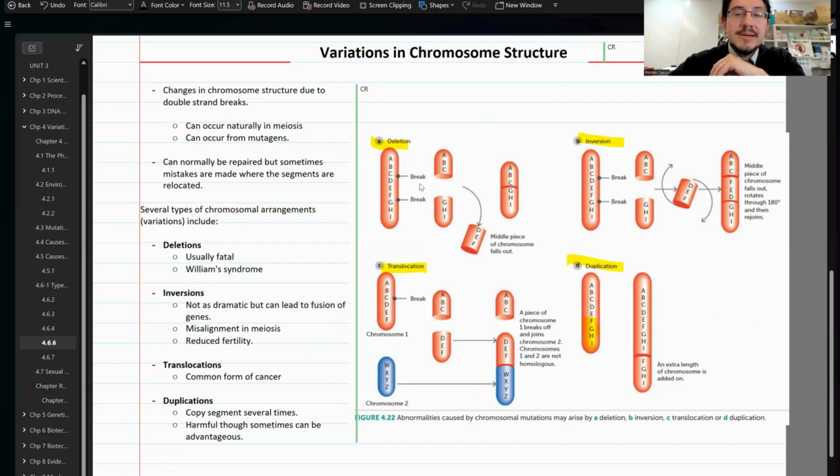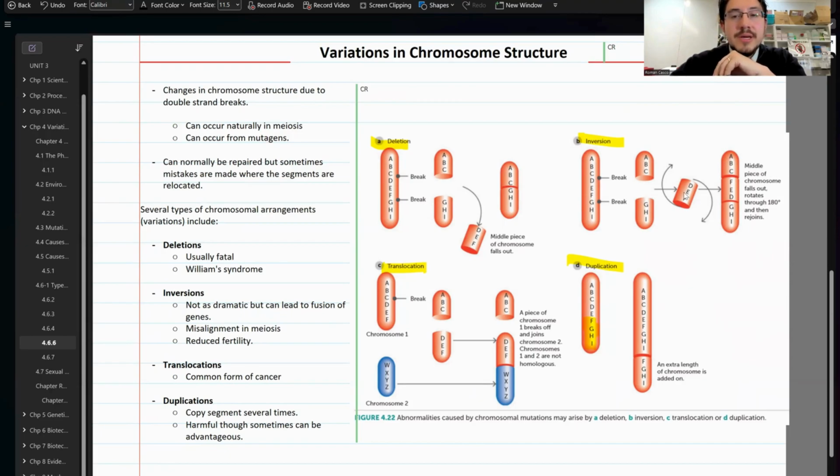In the case of deletions, that's pretty straightforward. You have a break occurring in the DNA at two locations, let's say between C and D and between F and G, and that entire portion of the chromosome gets removed, and the resulting segments get fused together. A big chunk of DNA gets removed, which is usually fatal. There are some conditions that can occur, called Williams syndrome. The likelihood of survival is quite low. Then you have inversions, where you have a similar situation with a break in the middle, and that middle piece gets removed and flips over.